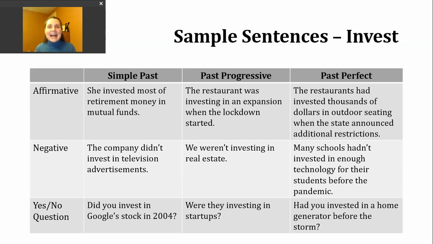Many schools hadn't invested in enough technology for their students before the pandemic. Finally, if I want to make a yes or no question in the past perfect, I'm going to start with had, then I'll have my subject, and then that participle form of the verb. Had you invested in a home generator before the storm? Okay. So this last question is connecting back to our third definition, right? Buying something that's going to have a future benefit for us or others.